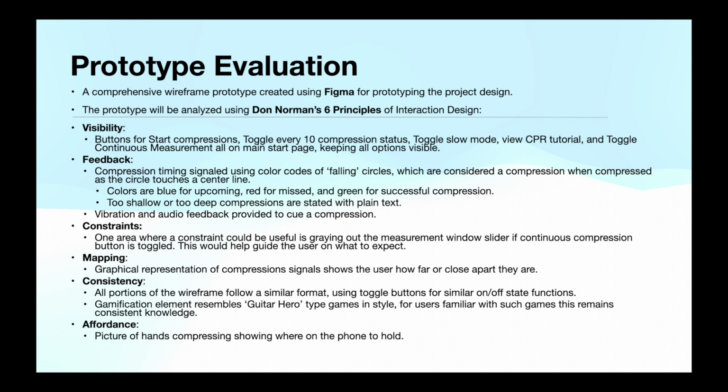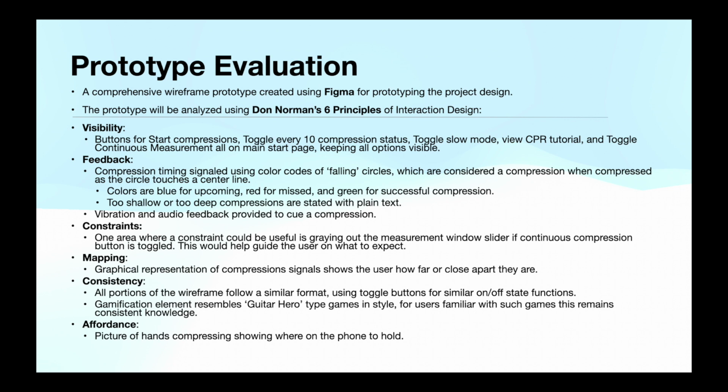One area where a constraint could be useful is graying out the measurement window slider when the continuous measurement button is toggled, helping to guide the user on what to expect when practicing. For mapping, the waves of compression in a red graphic on the top of the screen is a great way for users to see how far or close apart their compressions are, as well as the intensity of the compressions in an intuitive way.